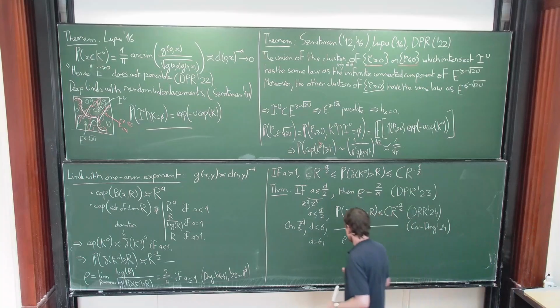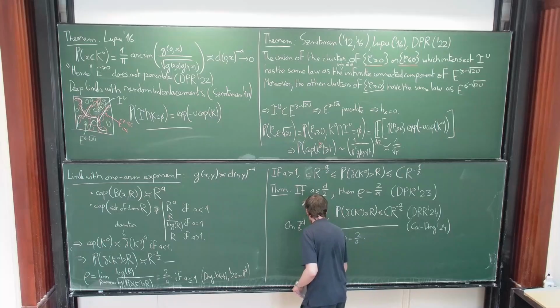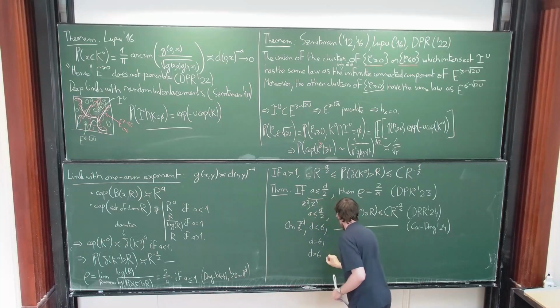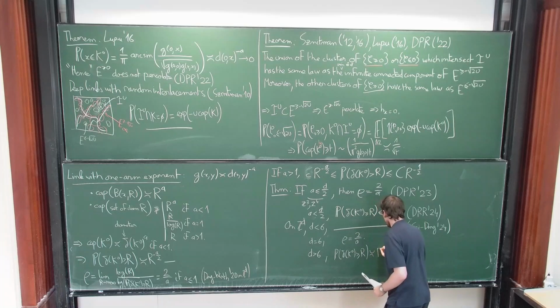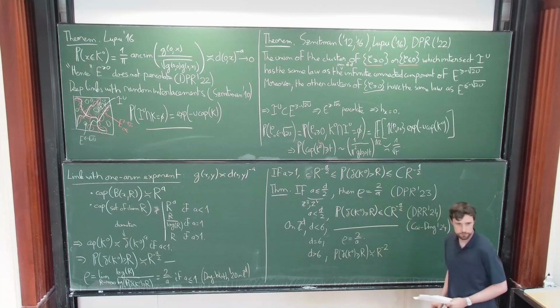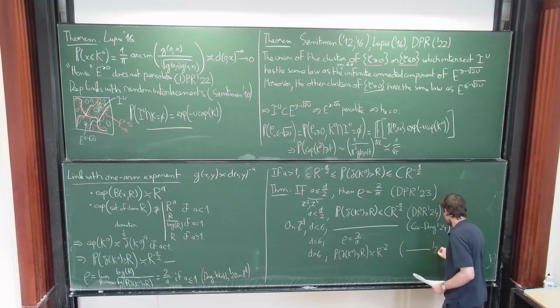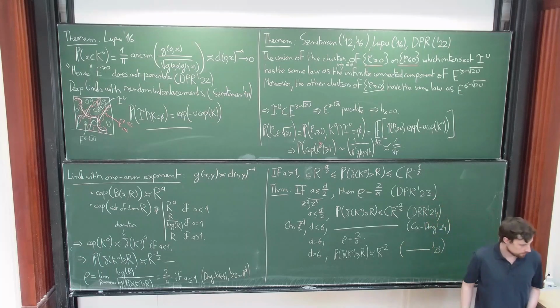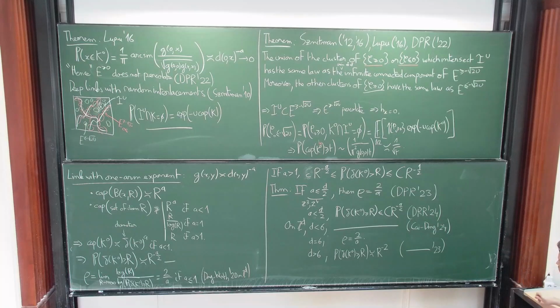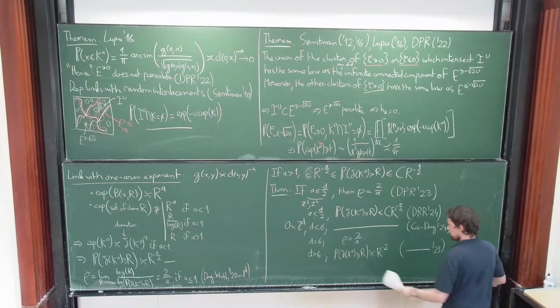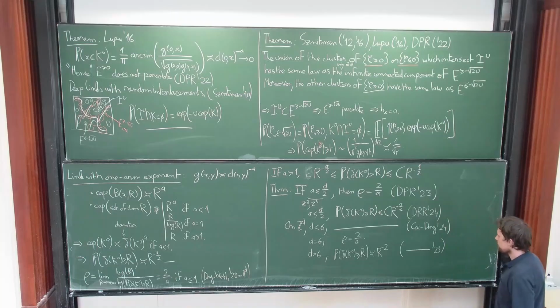And finally, if d is larger than 6, then neither of the bounds above are correct, and the truth is r to the minus 2. And this is Cai and Ding.